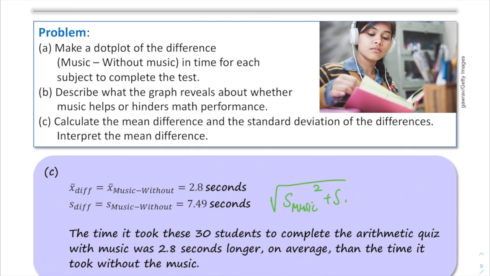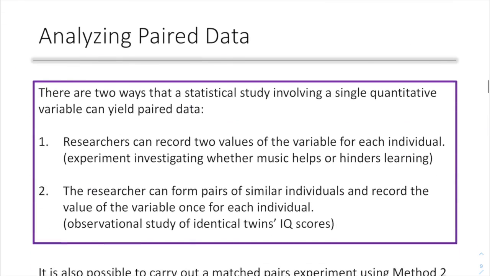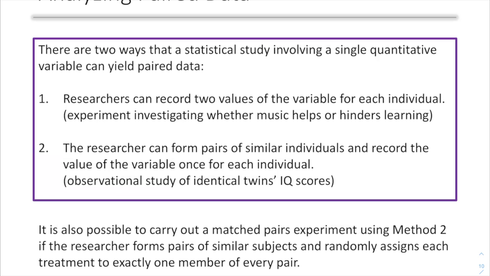Music squared and then without squared. Add them together and take the square root. Okay, so the time it took these 30 students to complete their arithmetic quiz with music was 2.8 seconds longer on average than the time it took without the music.